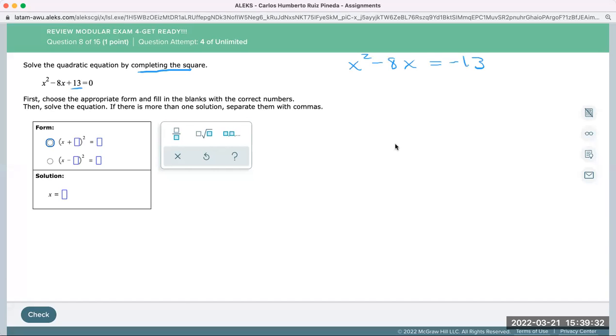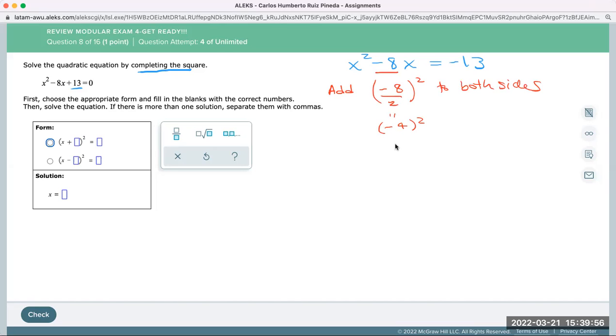Now, what do you need to add to both sides? You will add the coefficient of the x term divided by 2 and then square it to both sides. Okay, you will add this to both sides. Now let us simplify it a little bit. Negative 4 squared. That's what you will add to both sides.